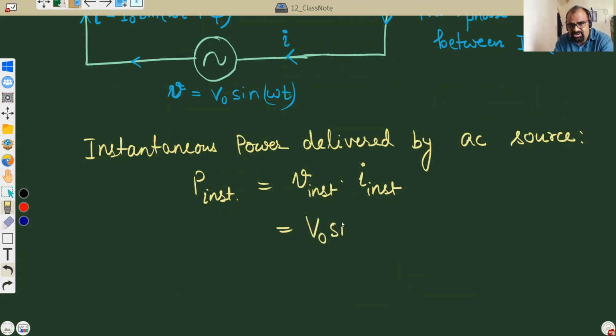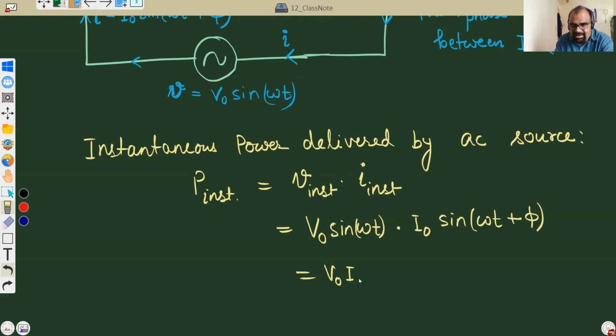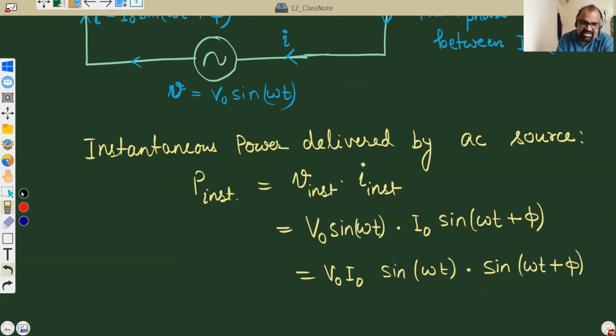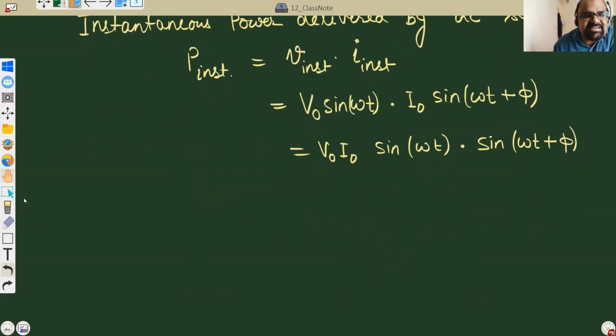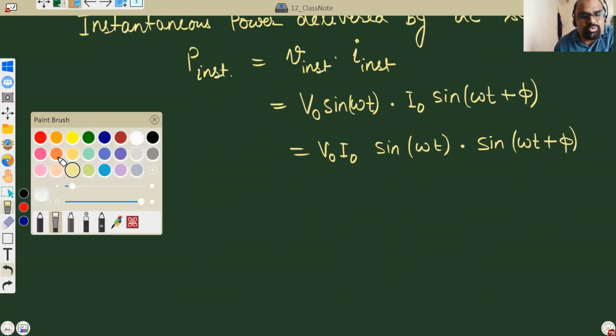So that is V naught sine omega t multiplied by I naught sine omega t plus phi. Okay. So you get V naught I naught sine omega t into sine omega t plus phi. Fine. This was instantaneous power. But in AC, instantaneous power is of no use.